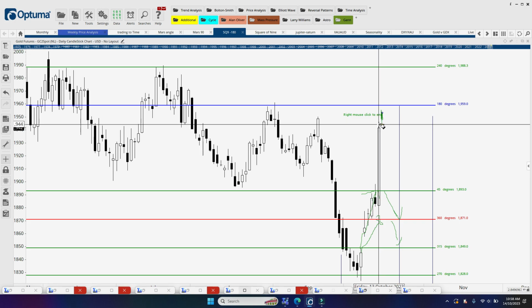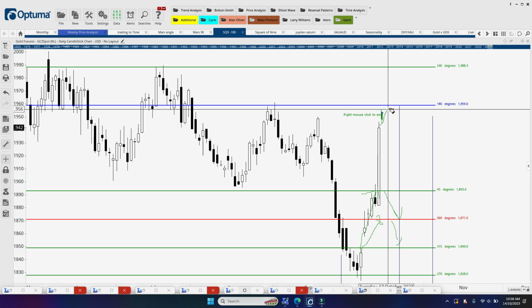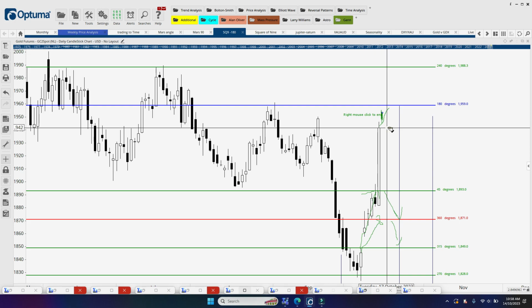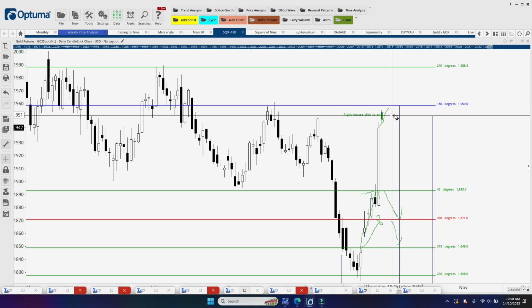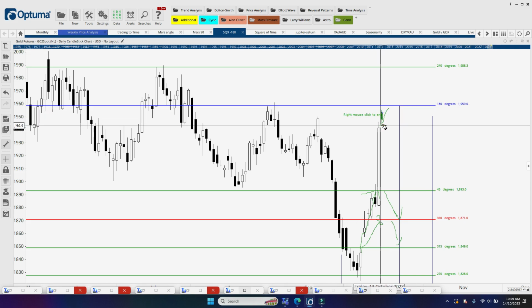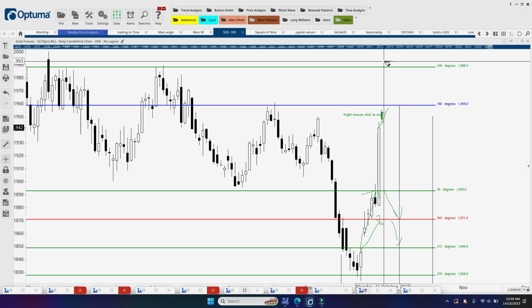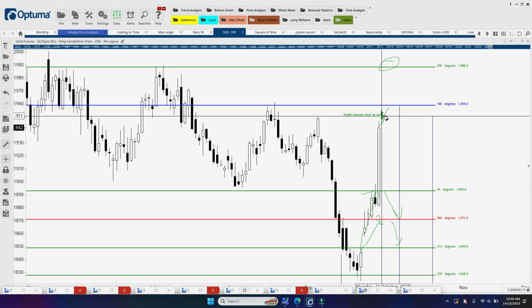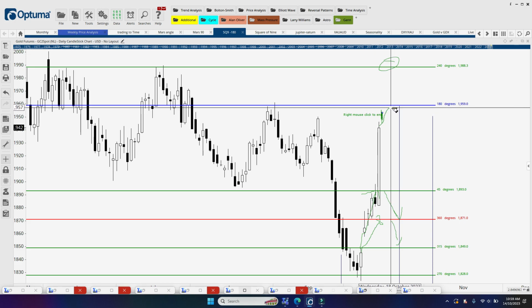However, if it doesn't turn on Monday and it keeps pushing forward, well, we don't have much of a range here to be playing with. We've only got about 20 pips or so to be playing with. So $20 move in gold before it hits the next angle. It's either going to smash through this angle and then target the next one, or it's going to find resistance on this angle right here.